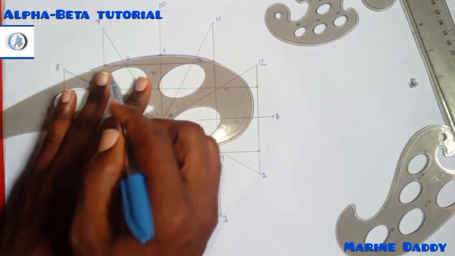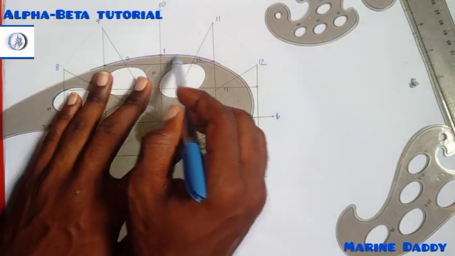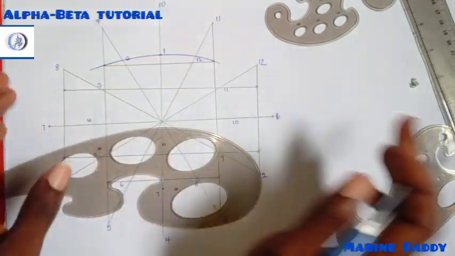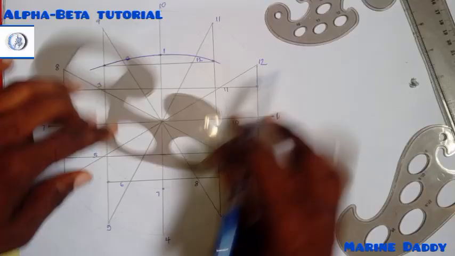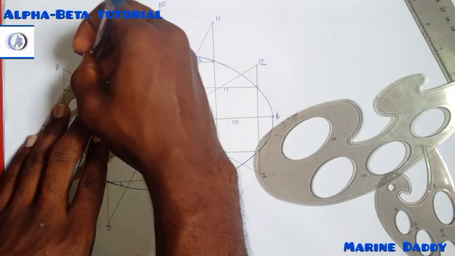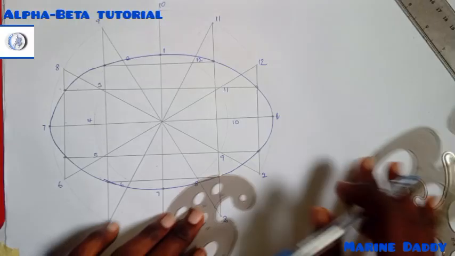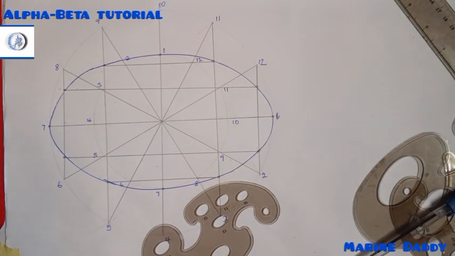Now this is the gist there. After drawing the distance, just try to project out a little. Okay, so this is using the circular method, concentric circular method.